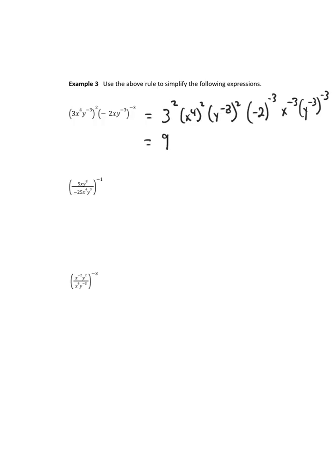So here we go. We got 9. And then remember, x to the fourth squared, that's 2 groups of 4. So that would be x to the 8th, right? 2 groups of 4. And for the y here, you have 2 groups of negative 3. So that would be y to the negative 6.